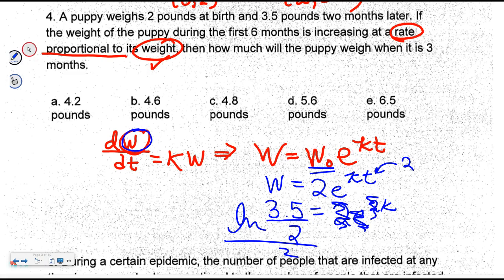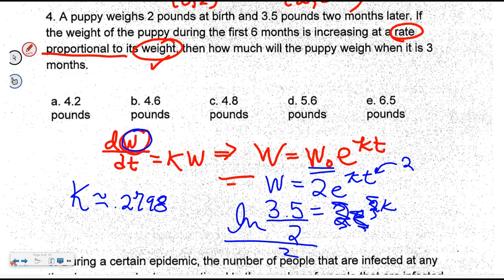Does that sound right? Okay, so K is 0.2798. Sometimes they only ask for K. So 0.2798 is my K. That will go right back into my solution. Here's my solution right here.